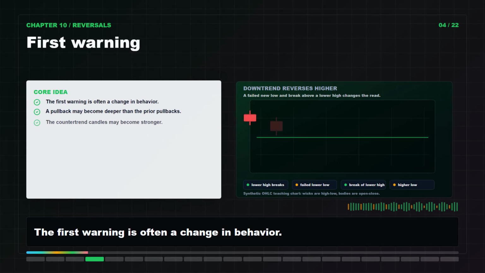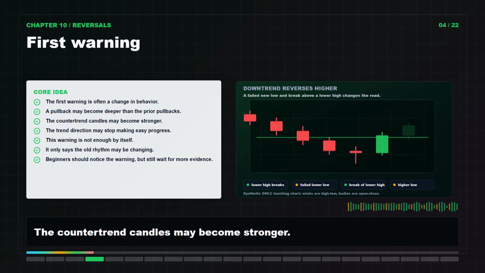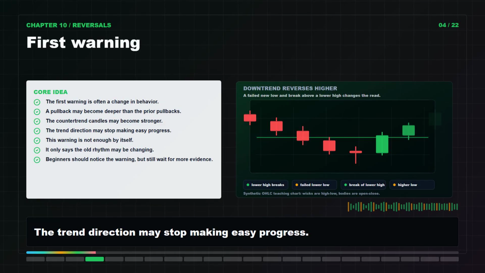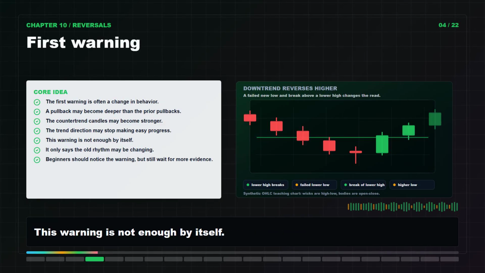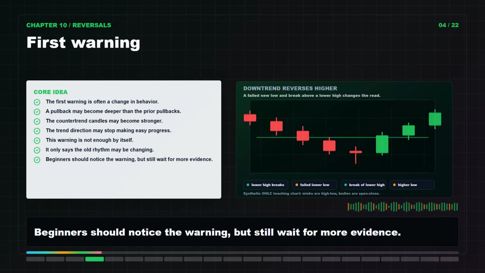The first warning is often a change in behavior. A pullback may become deeper than the prior pullbacks. The countertrend candles may become stronger. The trend direction may stop making easy progress. This warning is not enough by itself. It only says the old rhythm may be changing. Beginners should notice the warning, but still wait for more evidence.